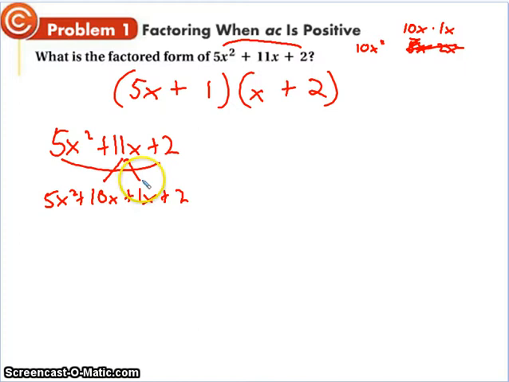Okay? Two numbers or two values that multiply together to give us 10x squared, but add to give us 11x. Okay, so now you notice that what we can do is we can group two things together and pull out common factors. There's a common factor of 5x here.